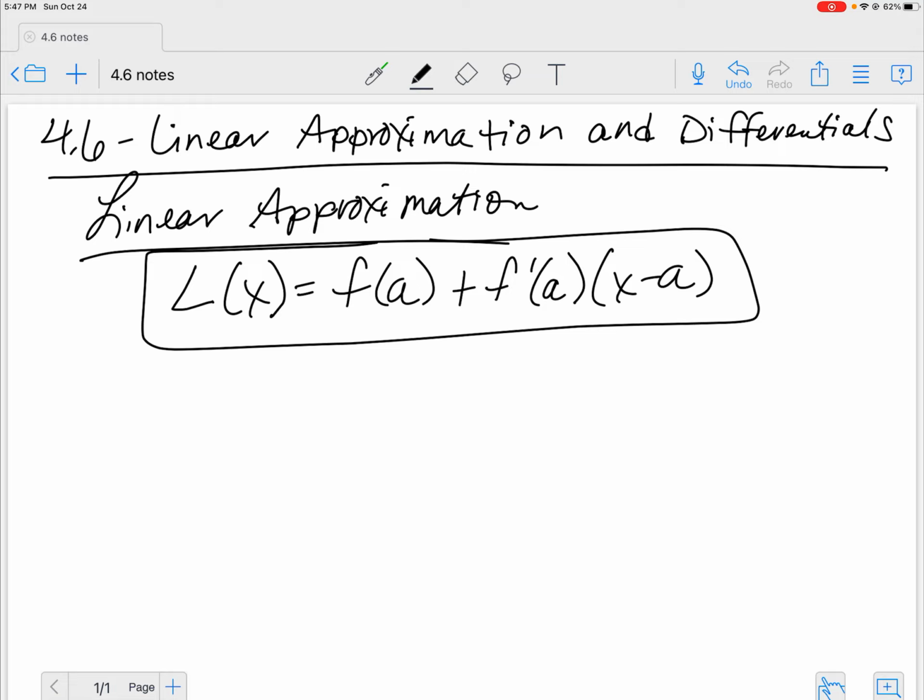It's written a little differently, right? What if I rewrite it like this? L of x minus f of a is equal to f prime of a times x minus a. Does that look more familiar?